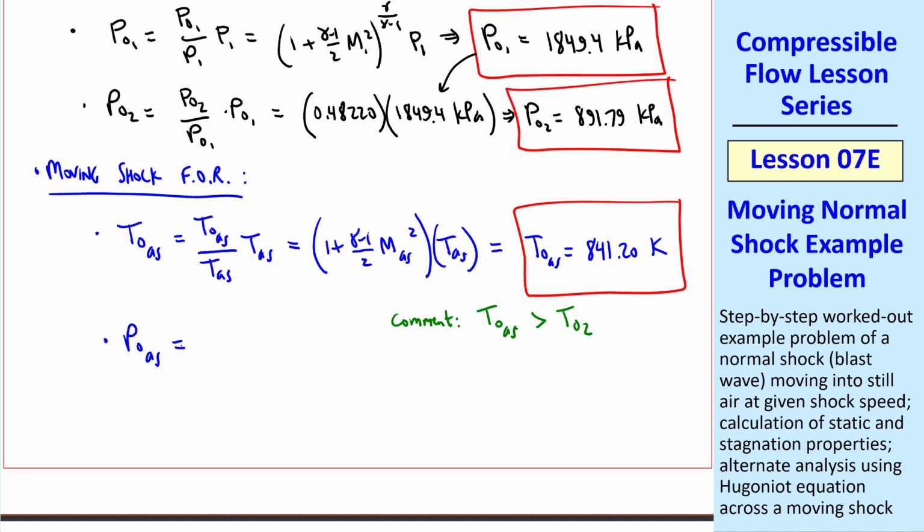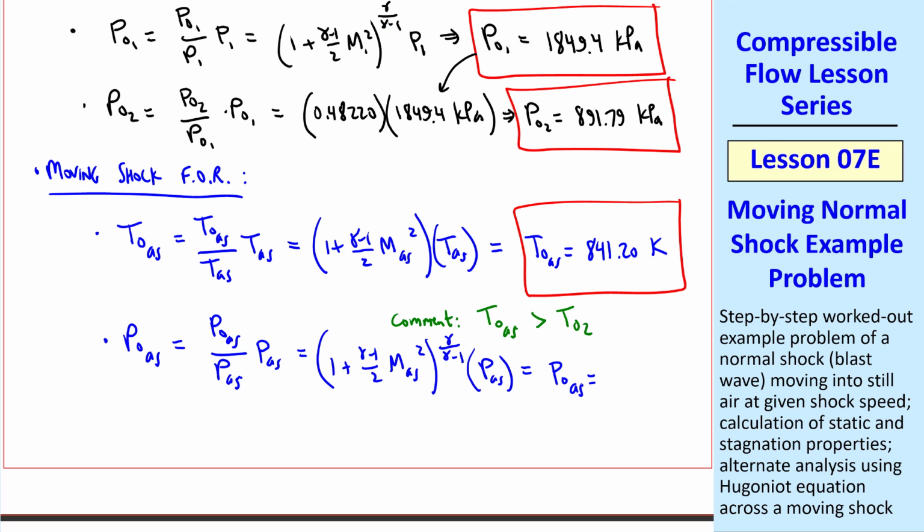Similarly, P0 AS is the ratio P0 AS over P AS times P AS. And again, we use the same equation as here, but with the appropriate Mach number. And when you plug in the numbers, you get P0 AS is 1843.2 kPa. Comparing these two, P0 AS is greater than P0 2.